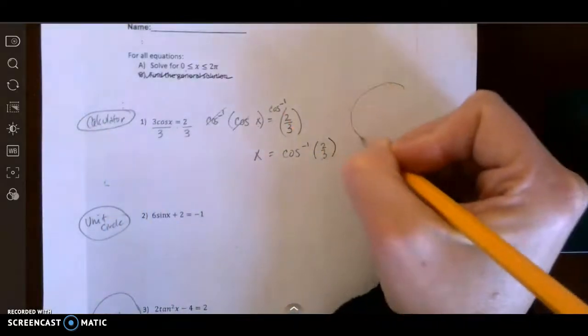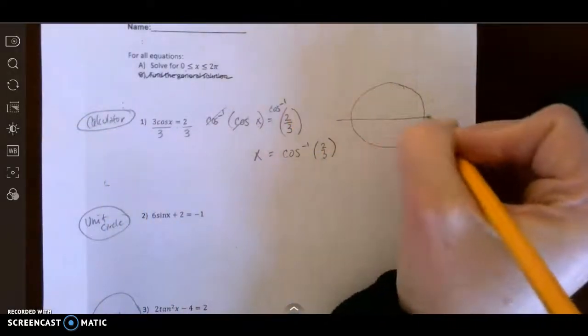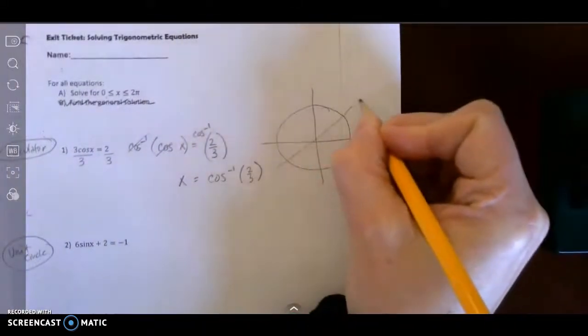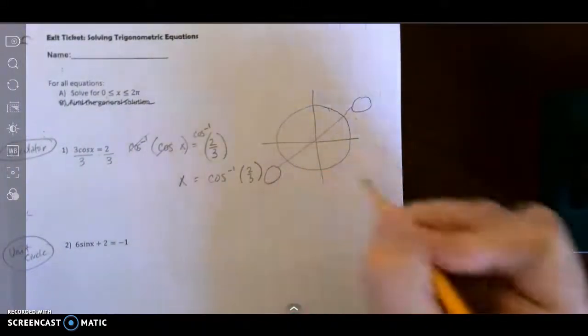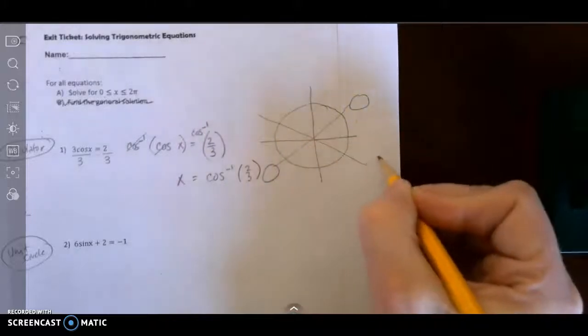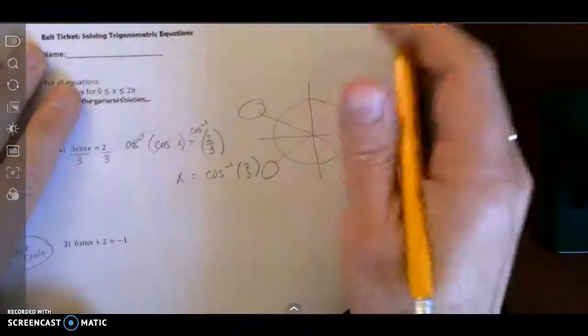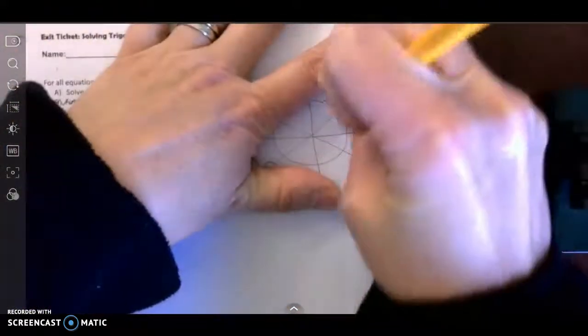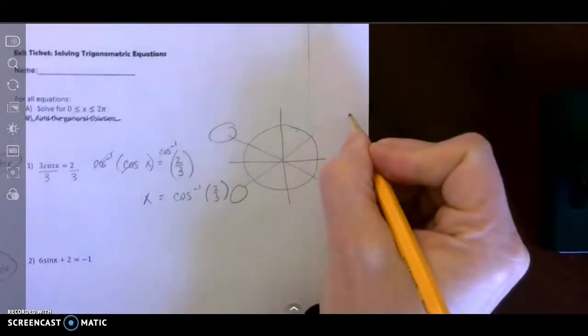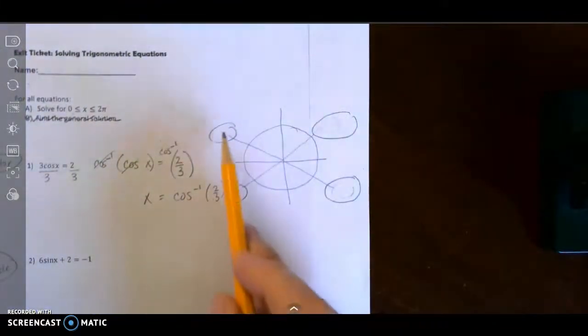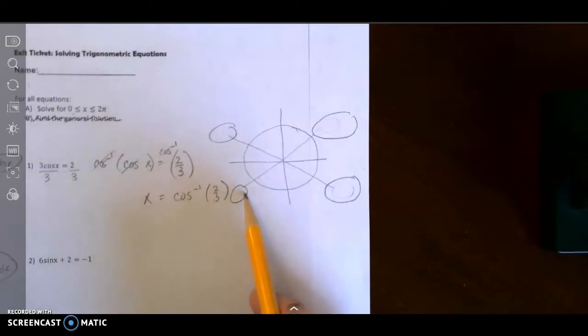So whenever I have to use my calculator, I draw myself a picture. And I realize that cosine being 2/3 means it's positive. The answers that I want are on the right side. So I'm going to make nice big circles here because these are the ones I actually want to fill in. I'm not going to fill in these two. I don't want these two.